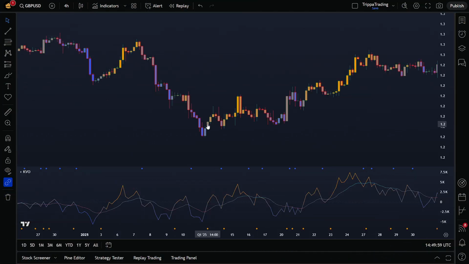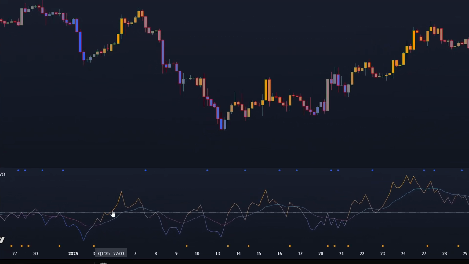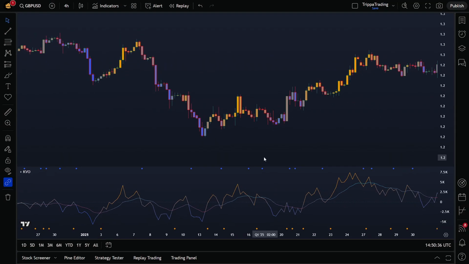The first and most basic use case of this indicator is trend identification. Just like other oscillators, when the Klinger oscillator is above the center line, it indicates that the market is trending up. Conversely, when it moves below the center line, the market is trending down. But if you look closely, you'll notice that with the default settings, the oscillator moves too frequently across the center line, making it less effective for identifying trends. To fix this, we can increase the length of the moving averages, making the oscillator smoother and more accurate.